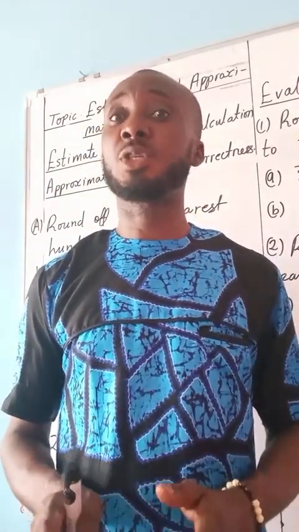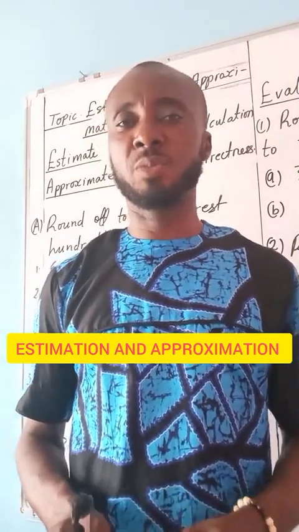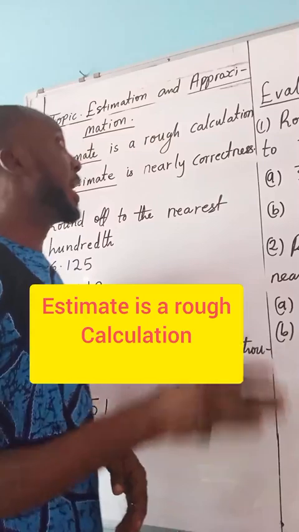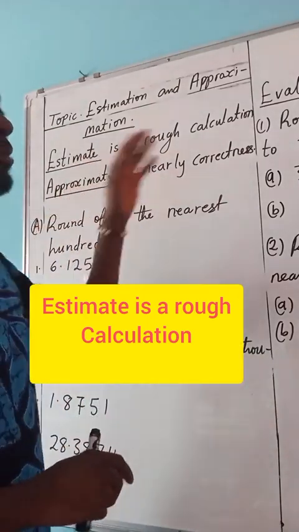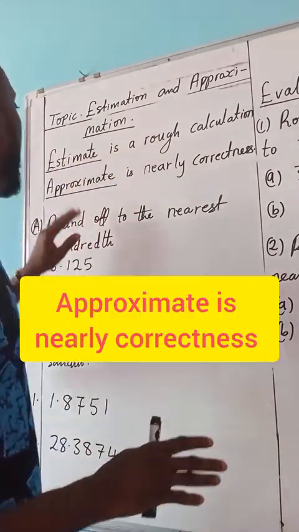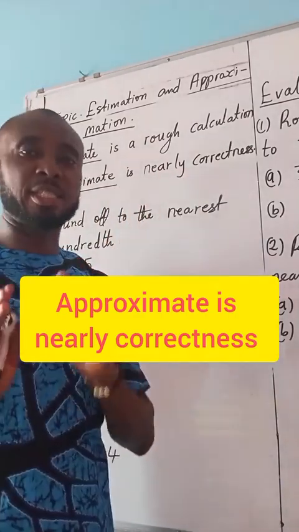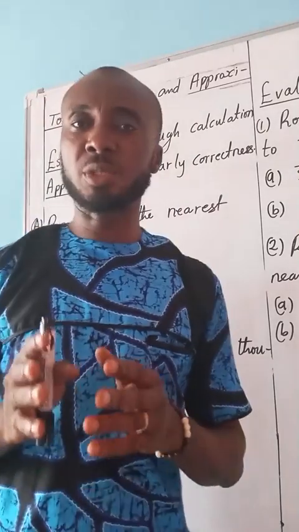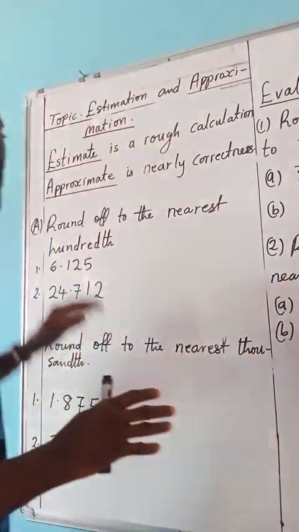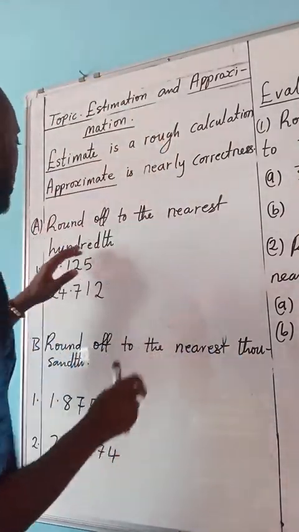In this video, we'll be talking about estimation and approximation. We say estimation is a rough calculation. Approximation is nearly correctness. Let us look at this example. Round off to the nearest hundredth.